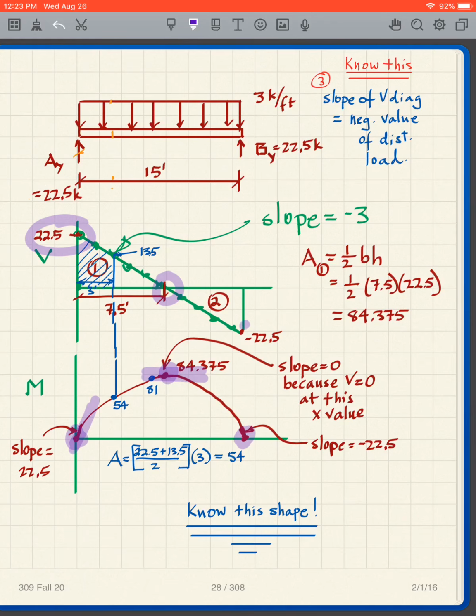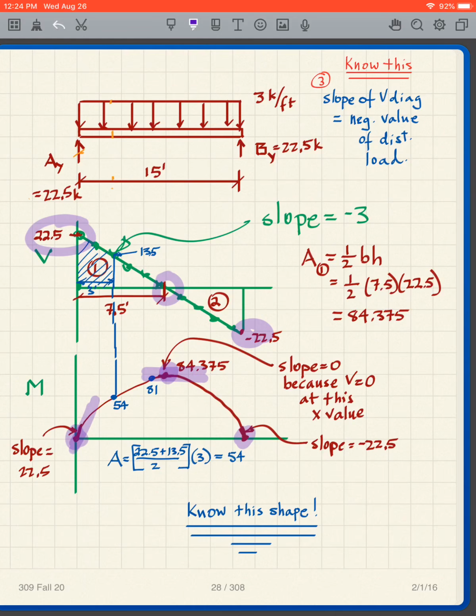The value of the shear here is negative 22.5, so I draw another very steep slope, negative. Once I recognize that, there's only one way to connect all these slopes. It's got to be like that, with that sort of shape. We're going to put equations on this later, but that is the way that you should draw this.